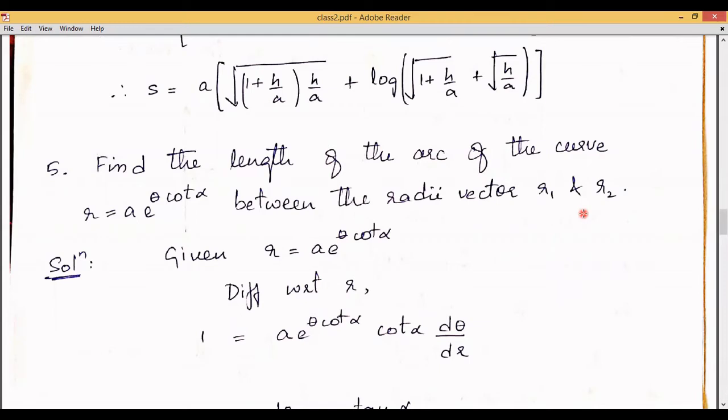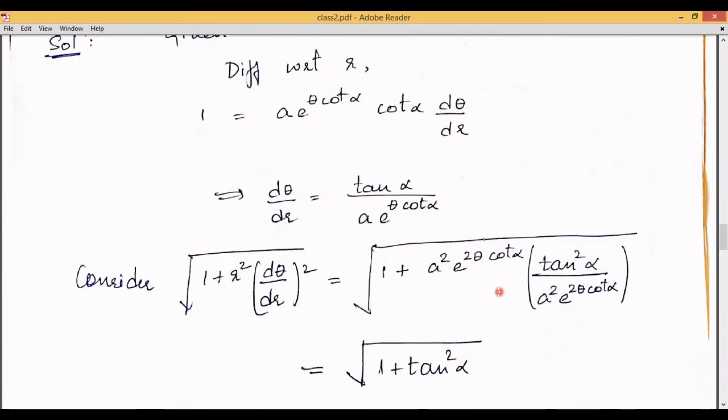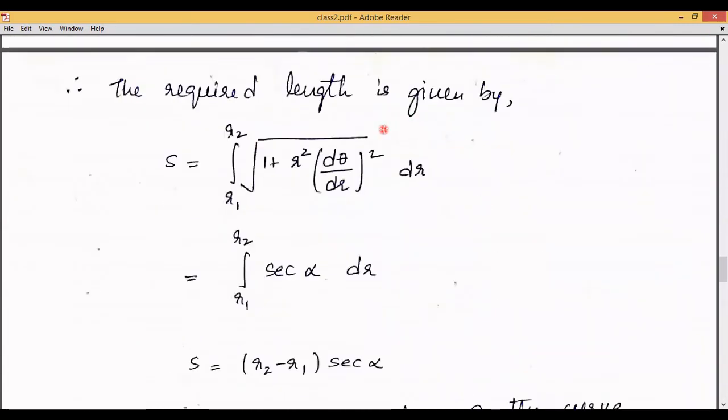So you should pick the formula in such a way that the limits are for r, and you are integrating the given thing with respect to r, and that is given by this formula.